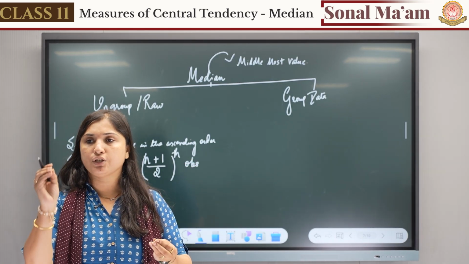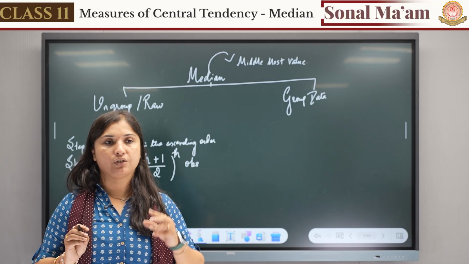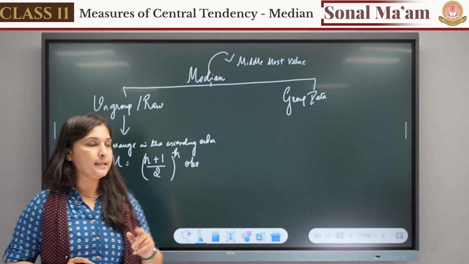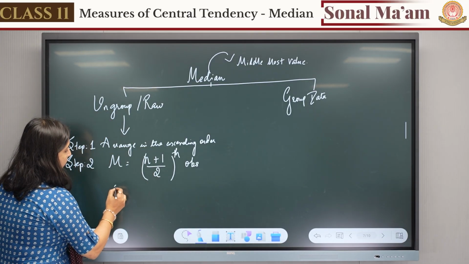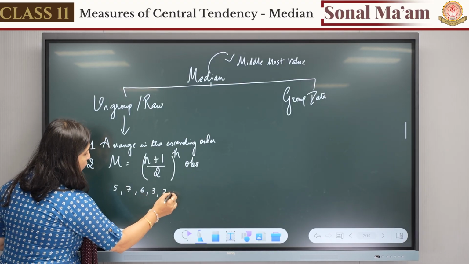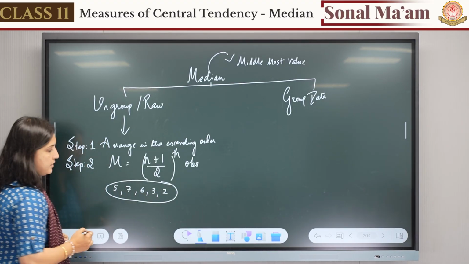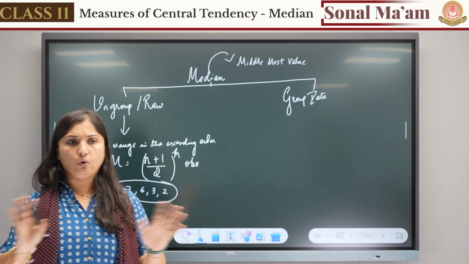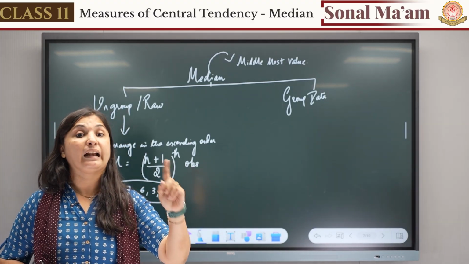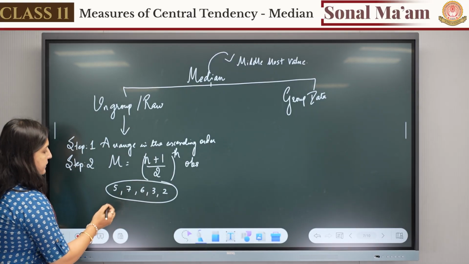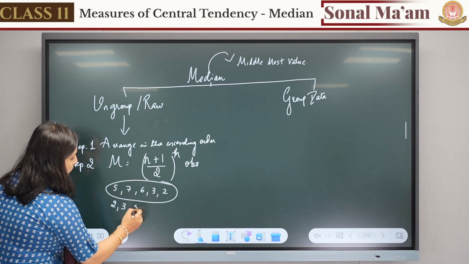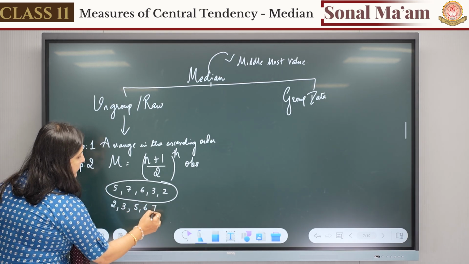If there are 9 observations, the (9 plus 1) by 2th observation means 10 by 2, so the 5th observation will be your median. Understanding? Suppose I have 5, 7, 6, 3, 2. These are 5 numbers given to you, raw data. There is no frequency. First step, you will arrange in the ascending order: first will be 2, then 3, then 5, then 6, and then 7.